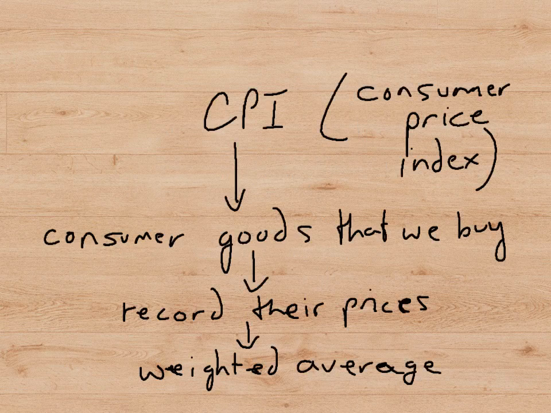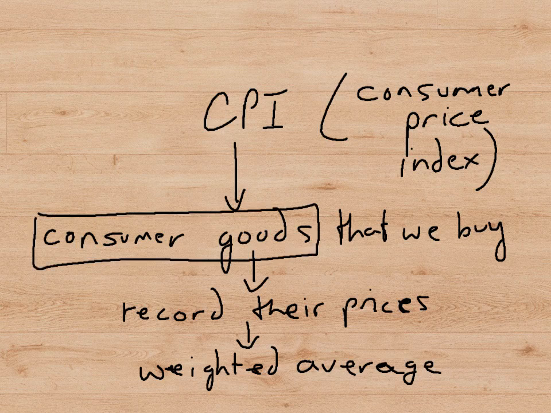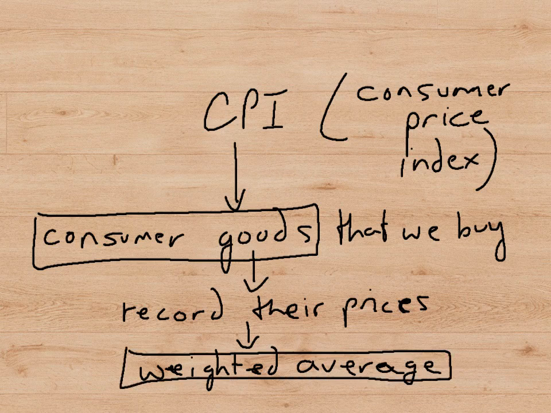Firstly, the Consumer Price Index is looking at consumer goods that we buy on a regular basis. It's looking at the price of those consumer goods. So the first thing that we do is we decide which consumer goods we're going to include in our basket of goods when we want to look at the CPI. And the second thing we have to do is, of course, record their prices at a moment in time. So we first decide which goods we're going to include, and then we record their prices. And from these prices, we construct what's called a weighted average. And that helps us to turn these prices into an index.